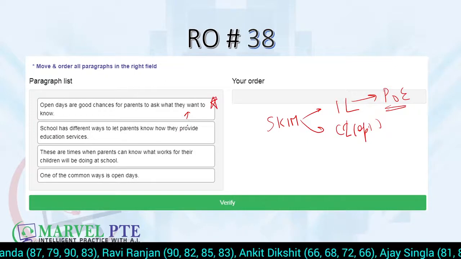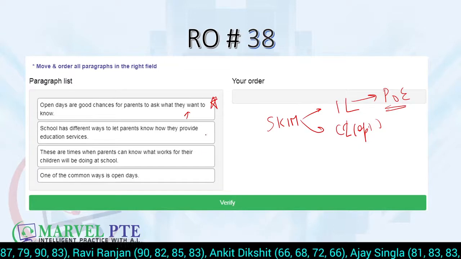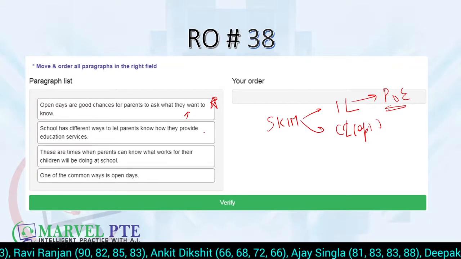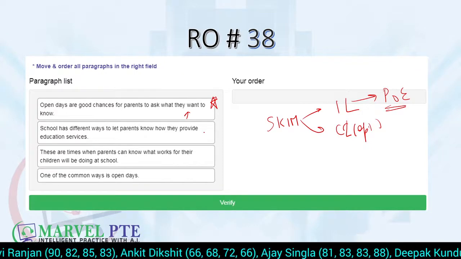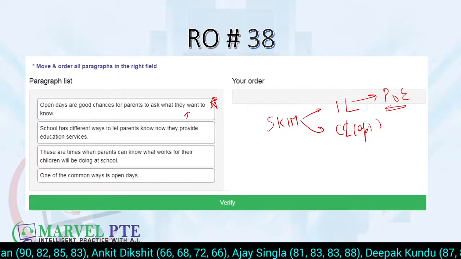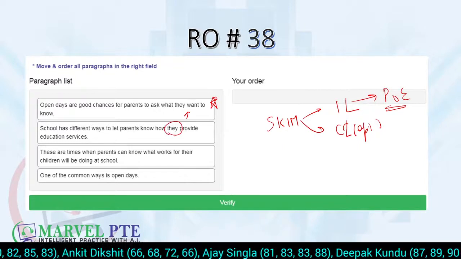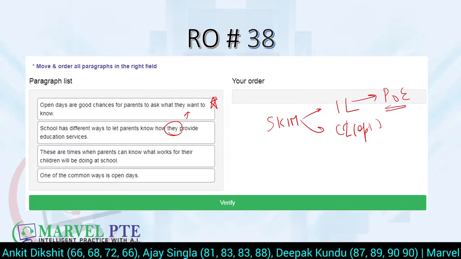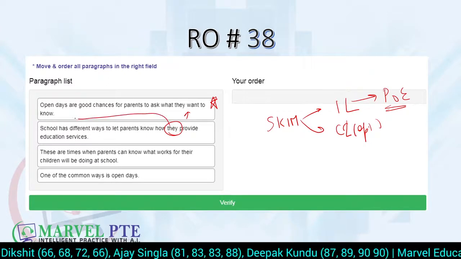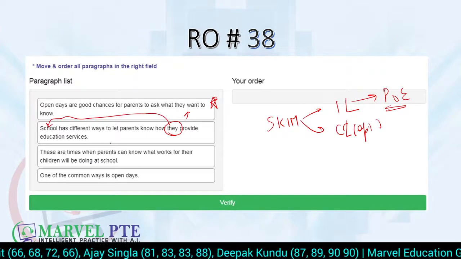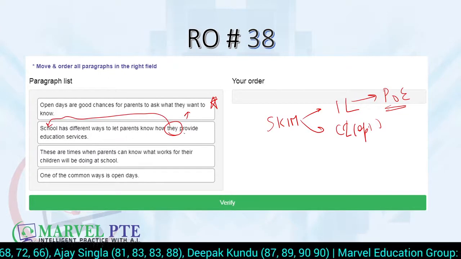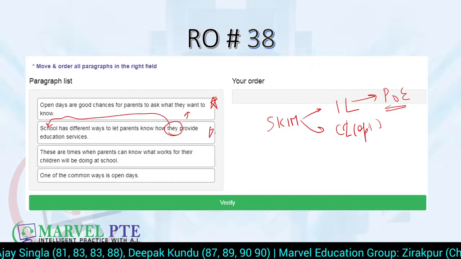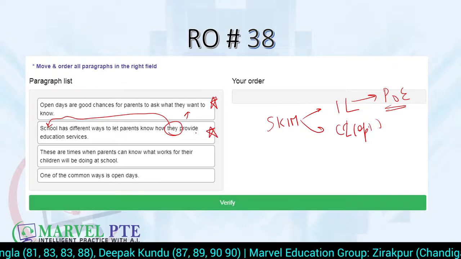School has different ways to let parents know how they provide education services. स्कूल के पास बहुत सारे वेज हैं पेरेंट्स को बताने के लिए कि वो एजुकेशन सर्विसेज कैसे देते हैं. अब कुछ स्टूडेंट्स कह सकते हैं कि सर यहाँ पे दे है, प्रोनाउन है, तो क्या इसीलिए इंडिपेंडेंट लाइन होगी. अब आप देखिए यहाँ पे दे किसको रेफर कर रहा है, स्कूल को ही, मोर और लेस. ओके, राइट. सो इसीलिए ये इंडिपेंडेंट लाइन हो सकती है क्योंकि उसी लाइन में वो प्रोनाउन रेफर्ड है. तो ओके, वी हैव 2 इंडिपेंडेंट लाइंस.